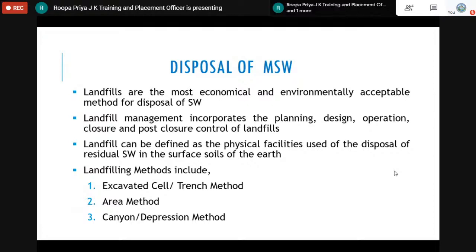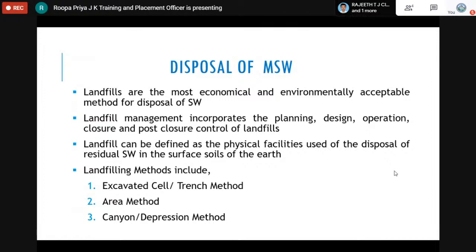Landfills are the most economical and environmentally acceptable methods for disposal of solid waste. The landfill management incorporates the planning, design, operation, closure, and post closure control of landfills. Landfill can be defined as the physical facilities used for the disposal of residue solid waste in the surface soils of the earth. There are different methods of landfilling.